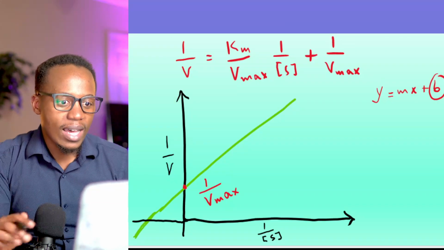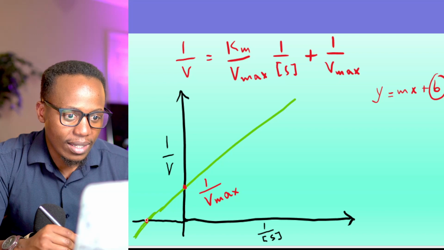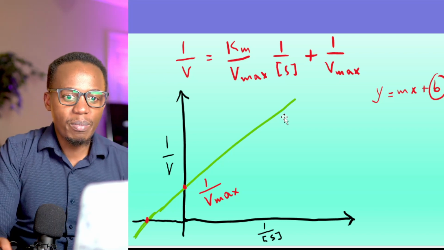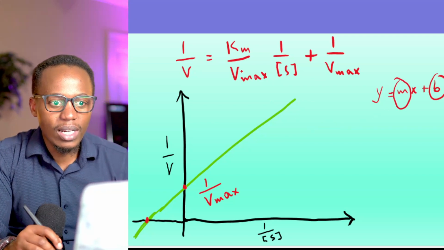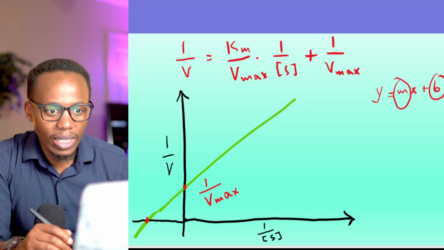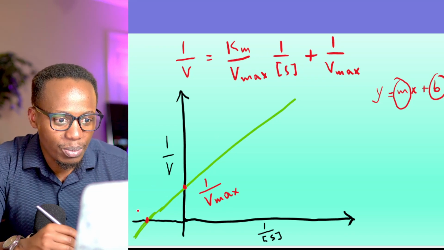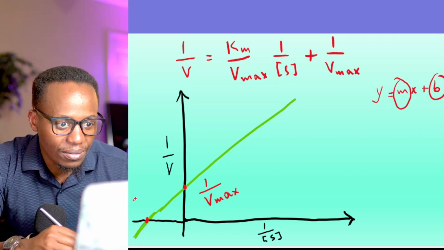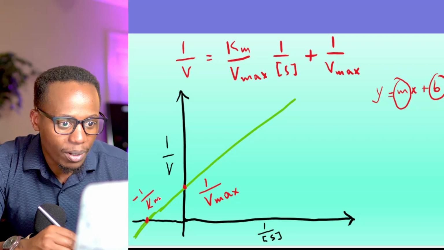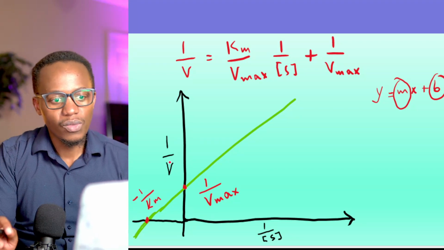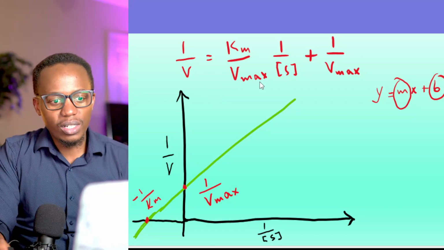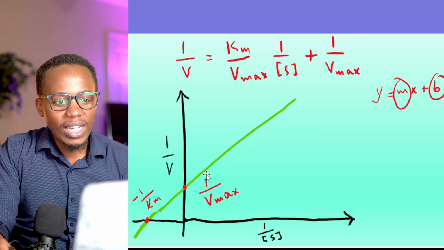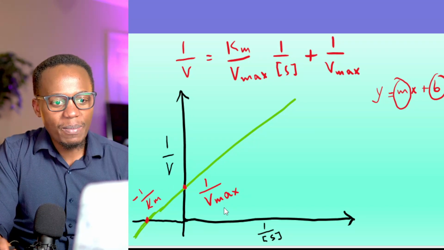So another one here, right, the x-intercept. If you remember from your algebra, the x-intercept for this one is going to be equal to negative 1 over Km. So with the Lineweaver-Burk equation, if you plot it, you can easily calculate Km and Vmax.